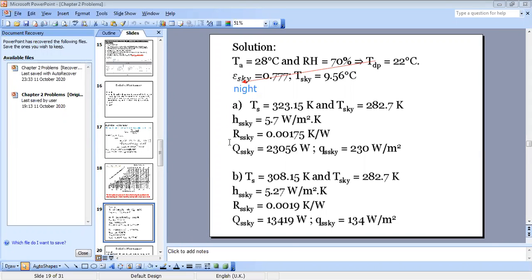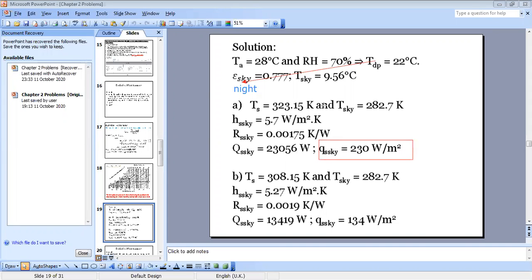You find Q in watts, and since you want the result per unit area, you divide by the total area of your surface, which here is 100 square meters. In this way, you find the cooling power per unit area. This is your cooling power per unit area.